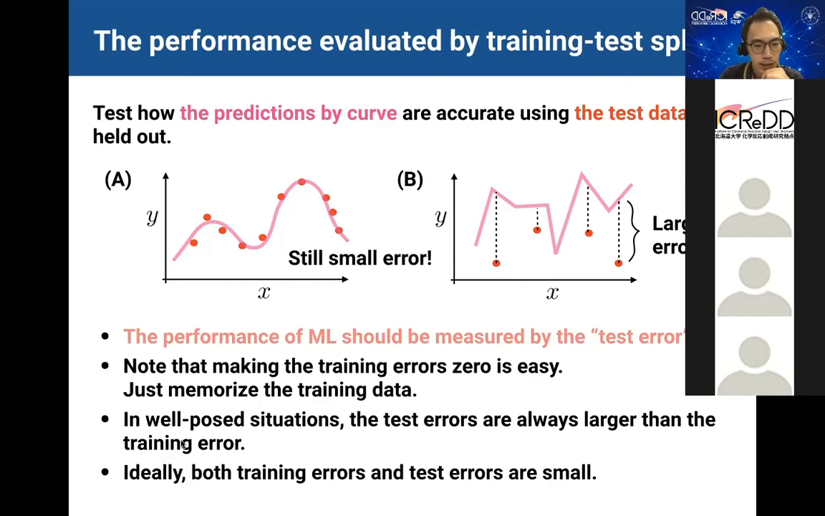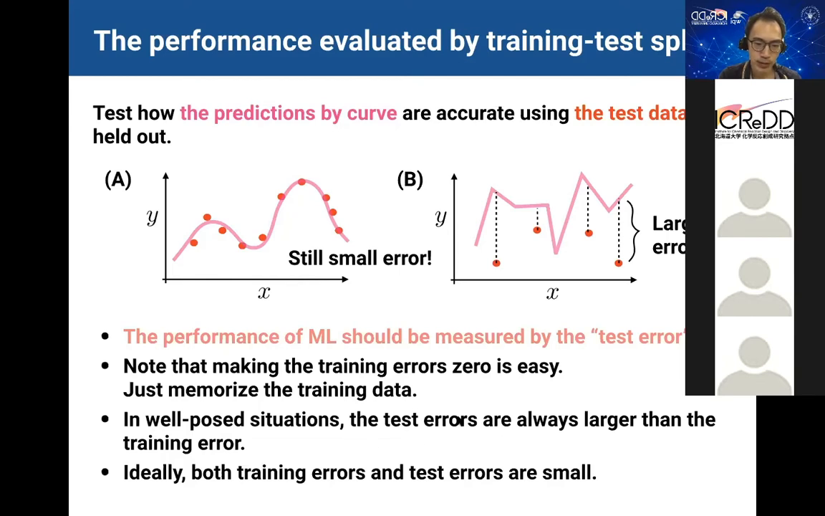And in these situations, if the problem is well posed, the test error is always larger than the training error, because machine learning tries to reduce the training error by tuning the parameters inside. So a small training error is a matter of course, because we posed the problem to minimize the training error, to build the computer program automatically from input-output examples.